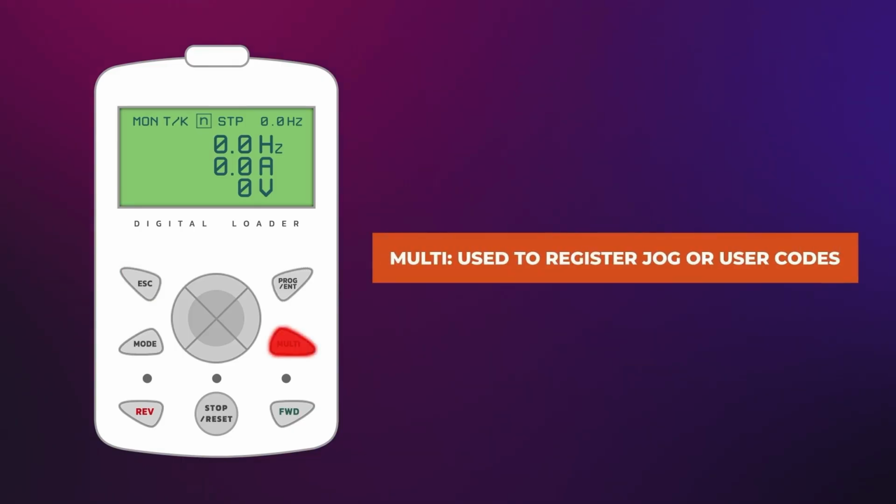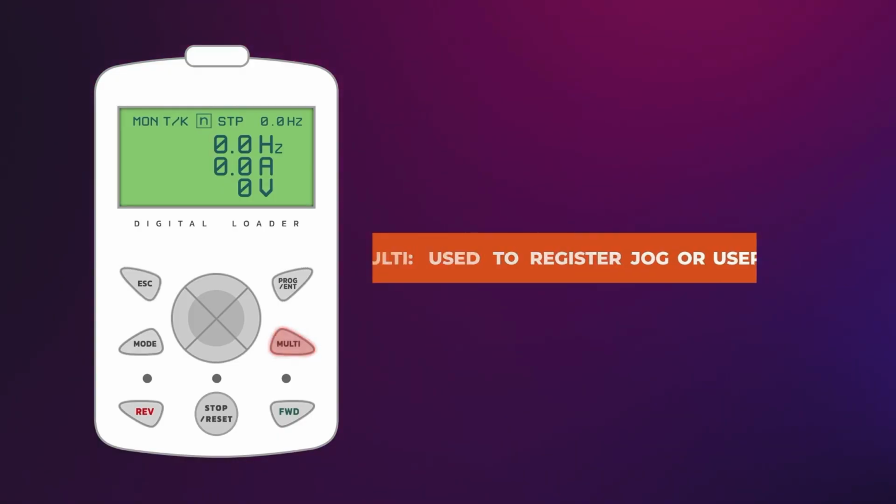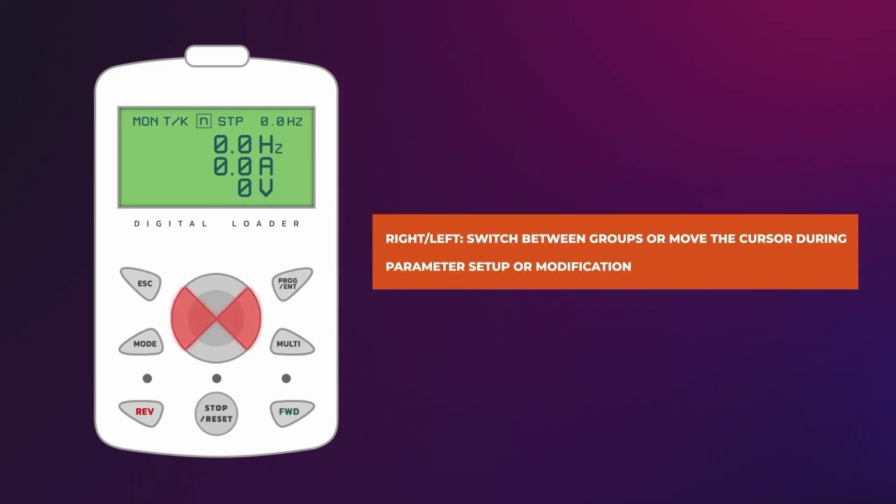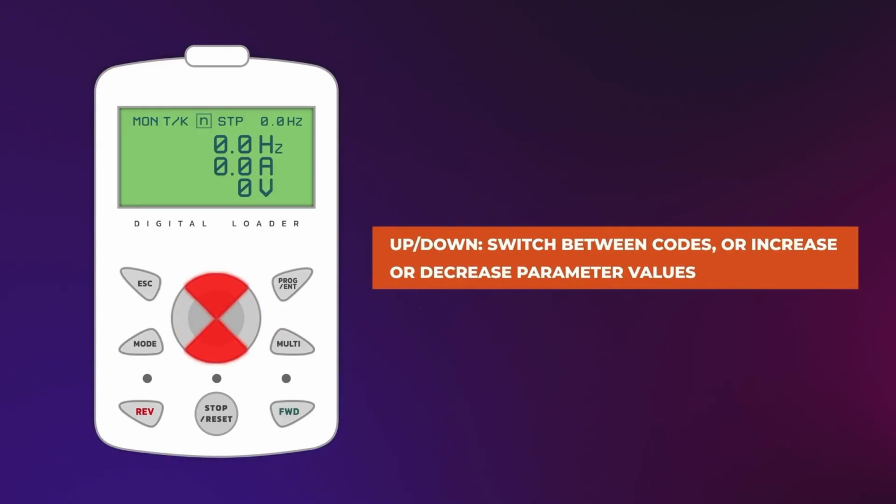The next button is the multi button. This button is used for accessing customized groups or for certain functions like jog. But the next buttons are the right and left buttons. If we want to move from one group to another or change a value within a parameter, we use the right and left buttons. The next buttons are the up and down buttons on the inverter. To move between parameters within a group and to change their values, we use the up and down buttons.